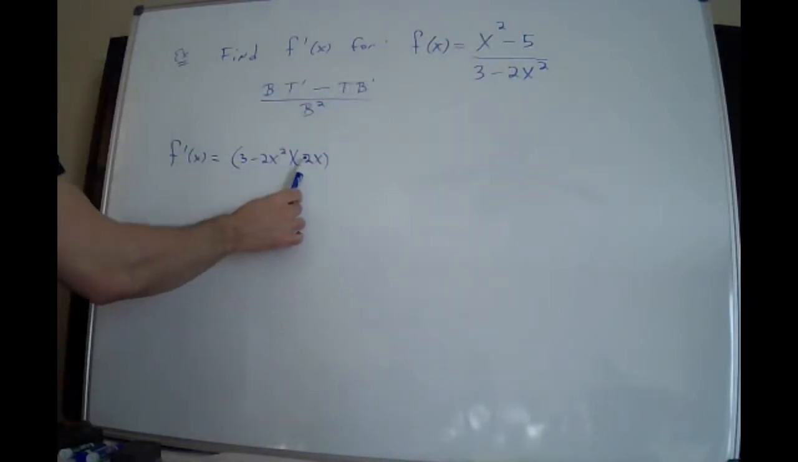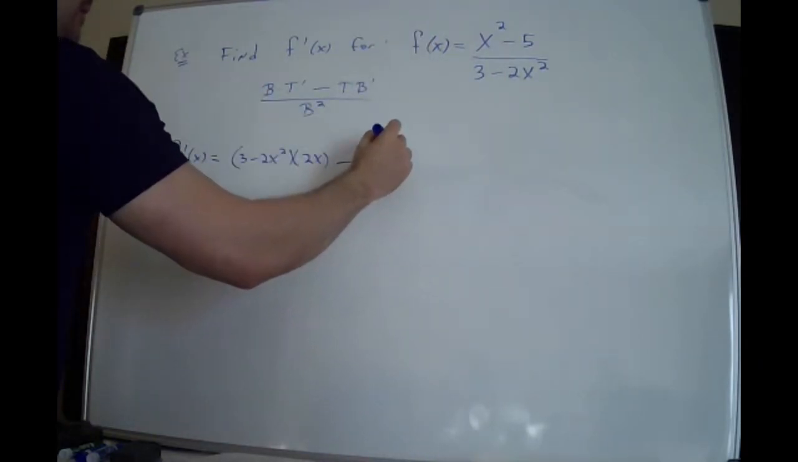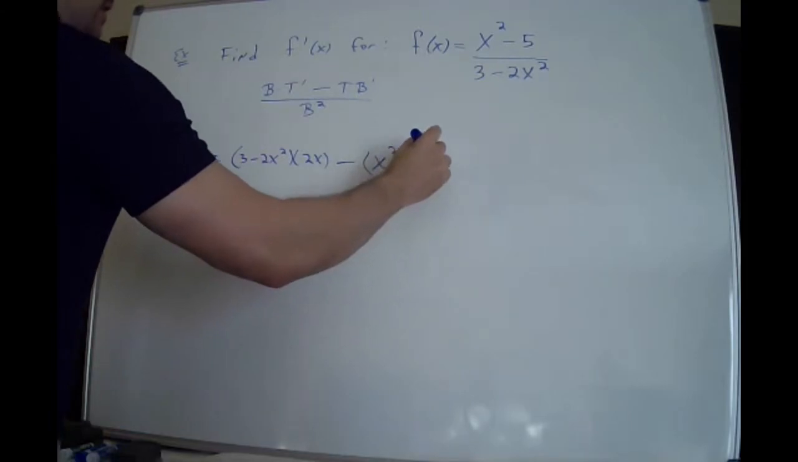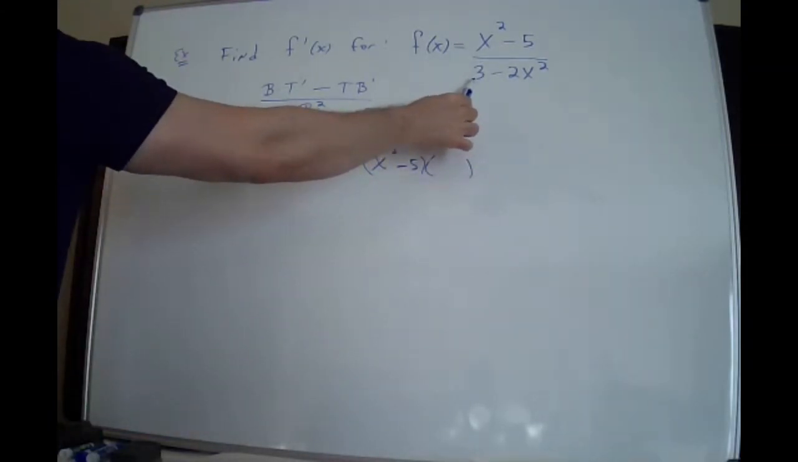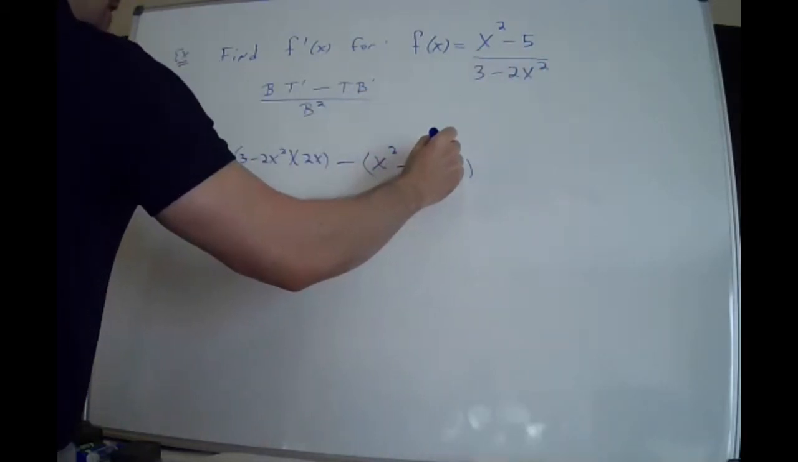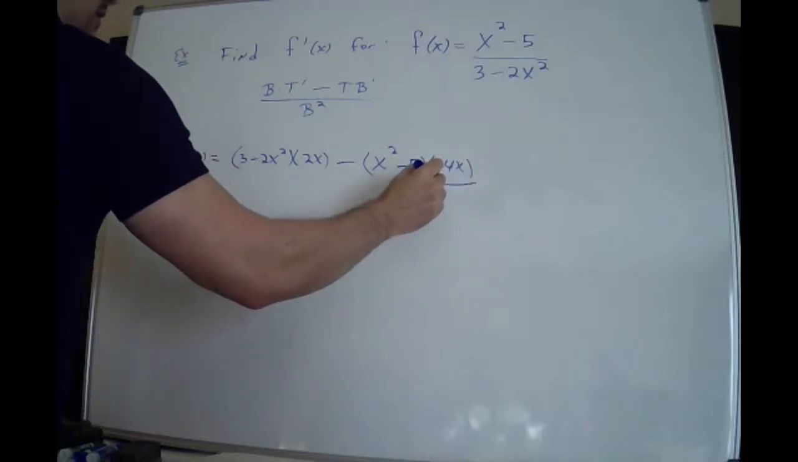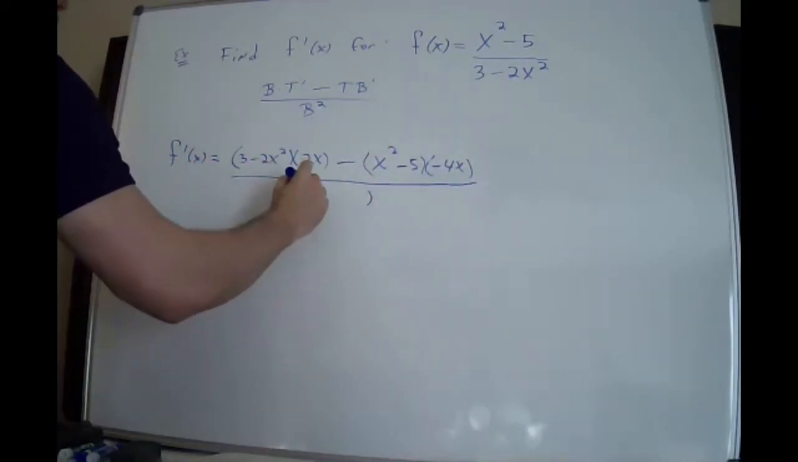So bottom, derivative of the top, minus the top times the derivative of the bottom. What's the derivative of the bottom? The derivative of 3 is 0, it's a constant. The derivative of negative 2x squared is negative 4x. You can already see how nasty this is, all over the bottom squared.